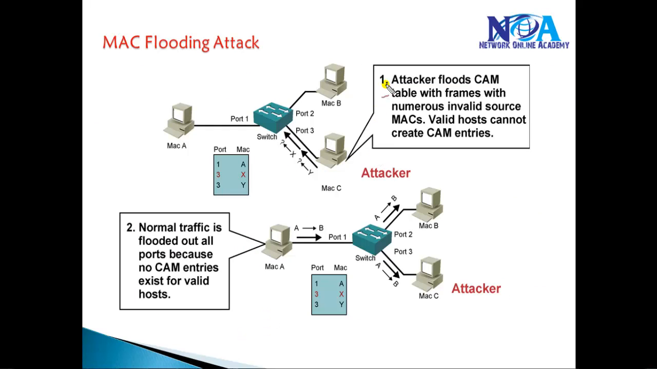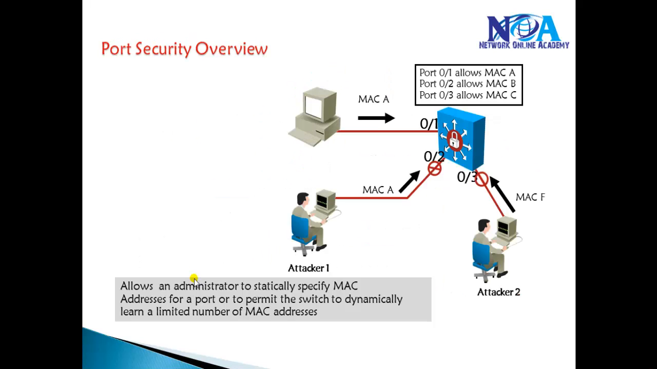Here you can see the summary of MAC flooding attack. The attacker is going to flood the CAM table with innumerable invalid source MAC addresses, and the valid host cannot create entries in the MAC table. So in simple terms, there is no entry for your valid MAC addresses. Now if a valid user tries to communicate with another valid user in the LAN, the normal traffic will be flooded out of all the ports because there are no CAM entries for the valid users. Now we call this a MAC flooding attack.